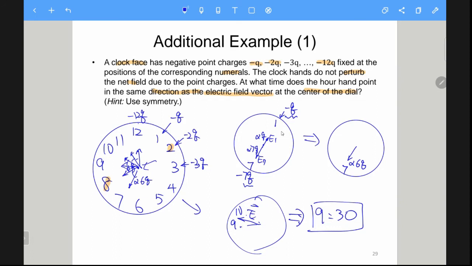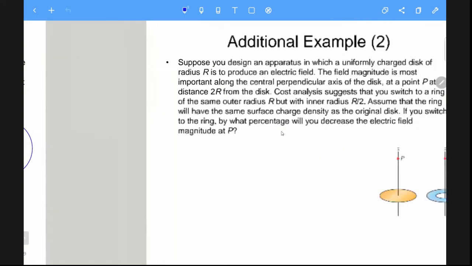Okay, so this is an easy example, but just to apply the cancellation for the E field. Okay, so the next one.